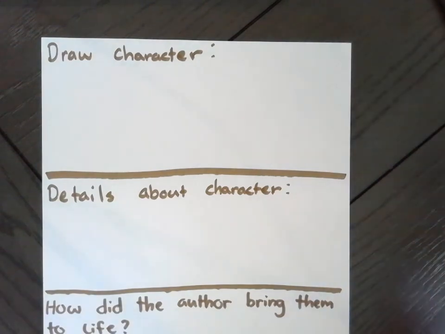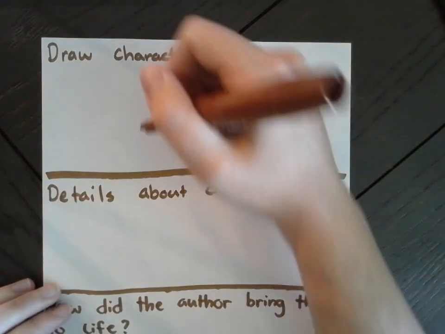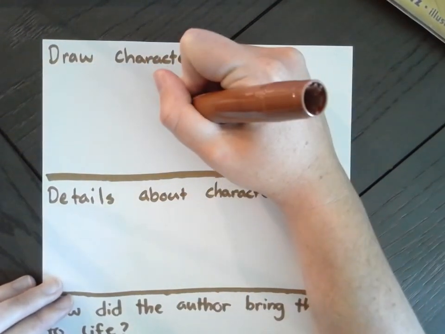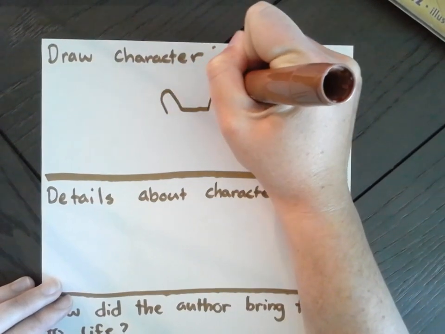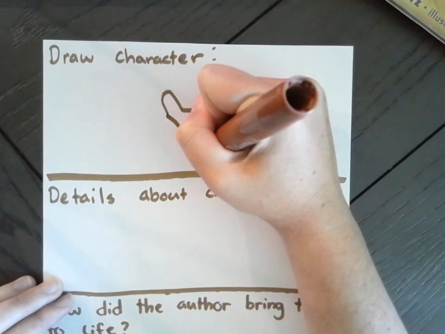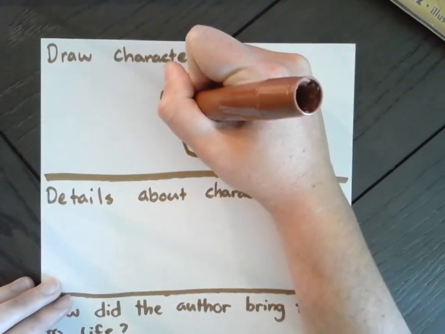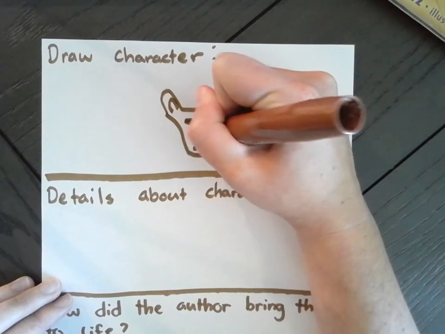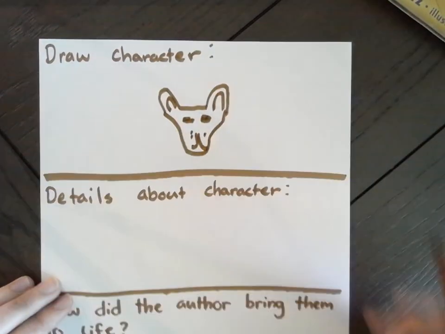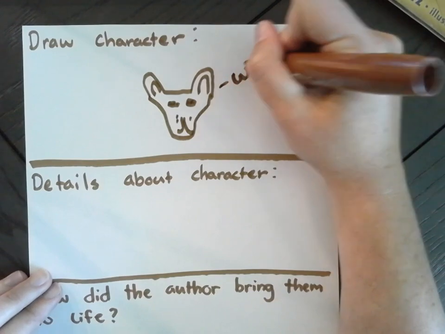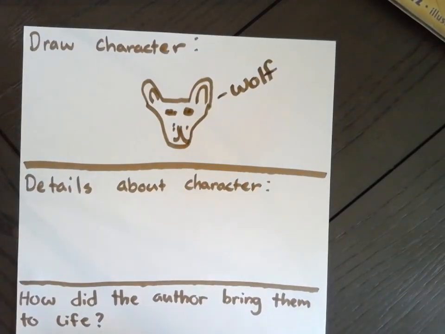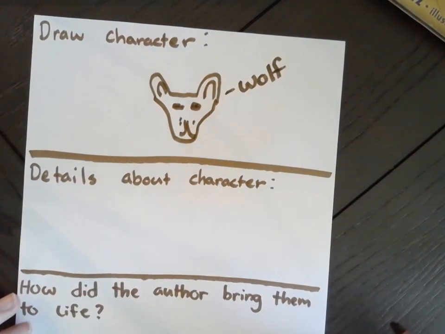So the first thing I would do is I would draw the wolf. And as you know, especially if you're in my class, I am not the best drawer. So bear with me. It'll probably look more like a puppy. So here's my wolf, and I have him drawn, and I can label him as well, so that you guys know which character I'm talking about. So your first step is to draw the character you're talking about.